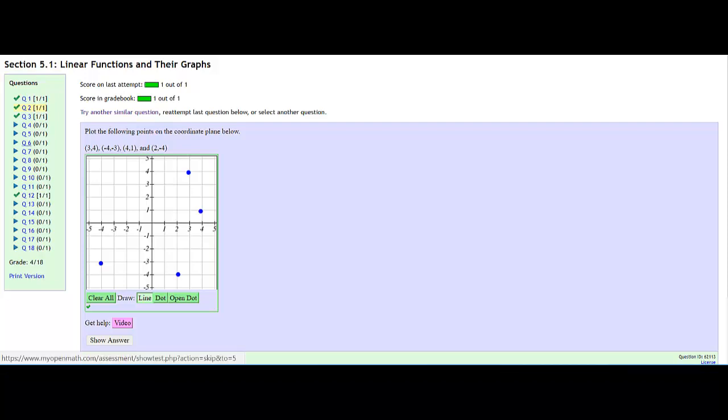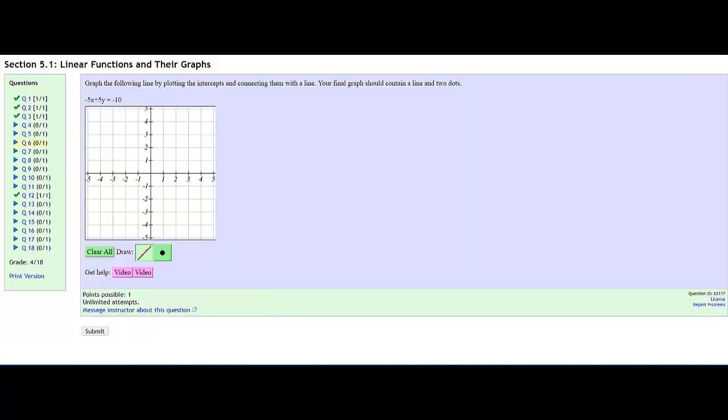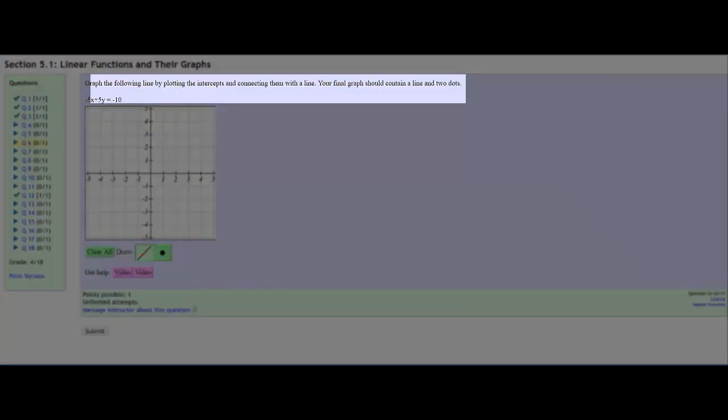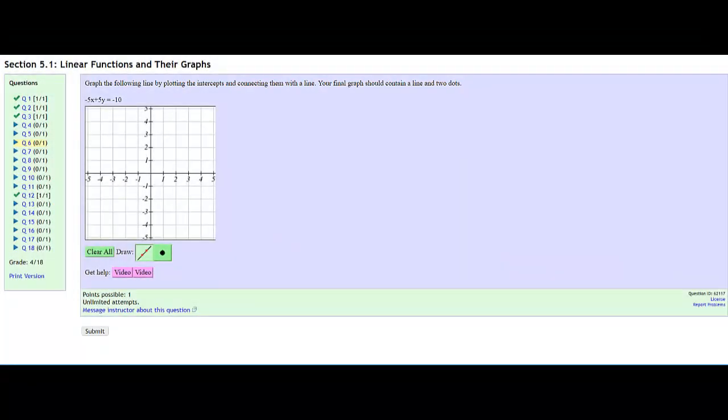Let's look at graphing lines. Make sure you follow the directions. This one says graph the following line by plotting the intercepts and connecting them with a line. Your final graph should contain a line and two dots. So the two dots are going to be our x and y intercepts. So let's go ahead and figure out what our x and y intercepts are.